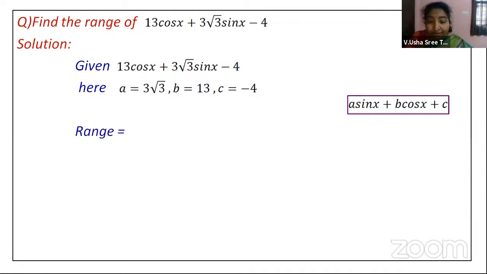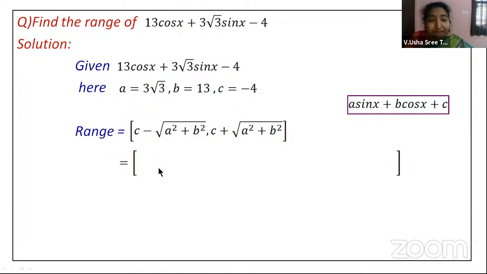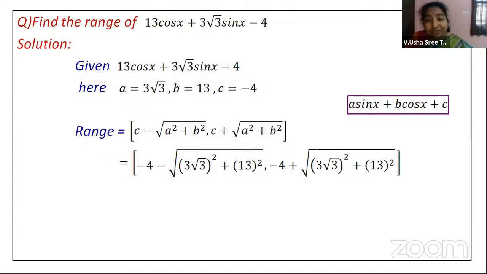Then range. Range is what? Range is nothing but the maximum and minimum values what you get. Range will be given by C minus root of A square plus B square and C plus root of A square plus B square. Just substitute the values, children. So you will have it as -4 minus root of 3 root 3 whole square plus 13 square. And you have -4 plus 3 root 3 whole square plus 13 square under root here.